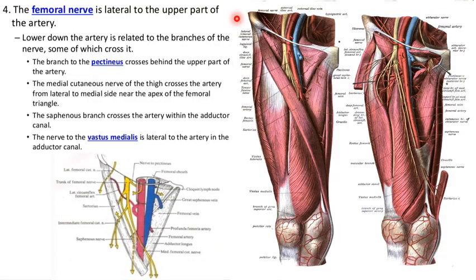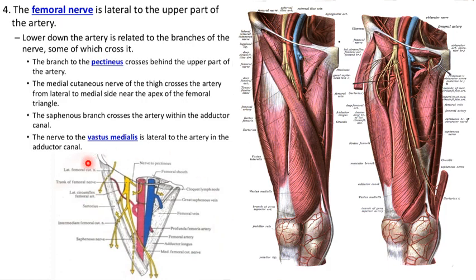So now let us see the relations of the femoral artery to the femoral nerve. So this is the femoral nerve, which is lateral to the femoral artery within the femoral triangle. Okay, and these are its branches. The femoral nerve is divided into anterior and posterior divisions, where the lateral circumflex femoral artery comes between the anterior and posterior divisions of the femoral nerve.